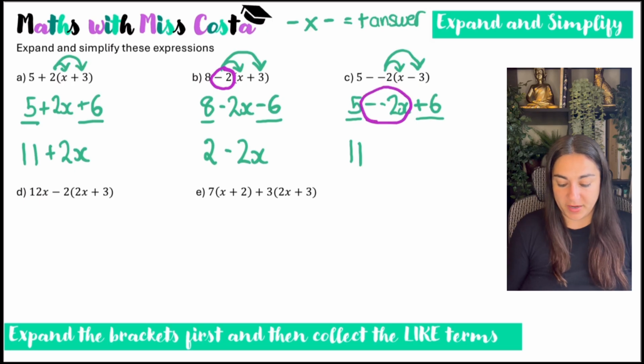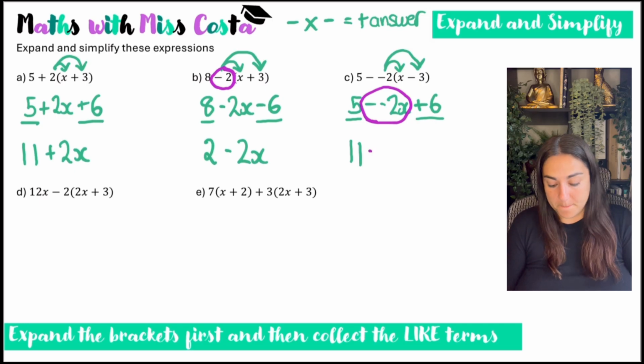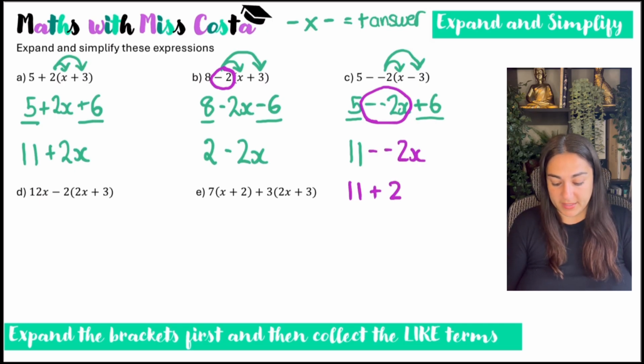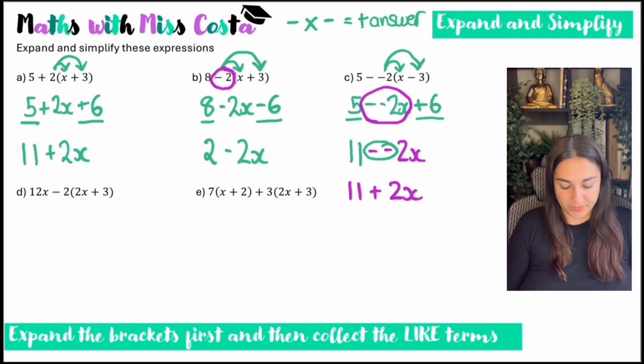So this is a little bit of a confusing one. But 11 minus 2x is going to become 11 plus 2x, because when you've got two negatives next to each other, they become a positive. Taking away a negative is the same as adding.